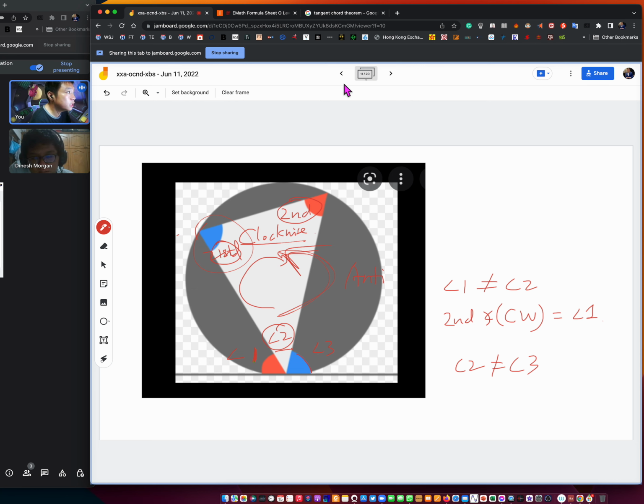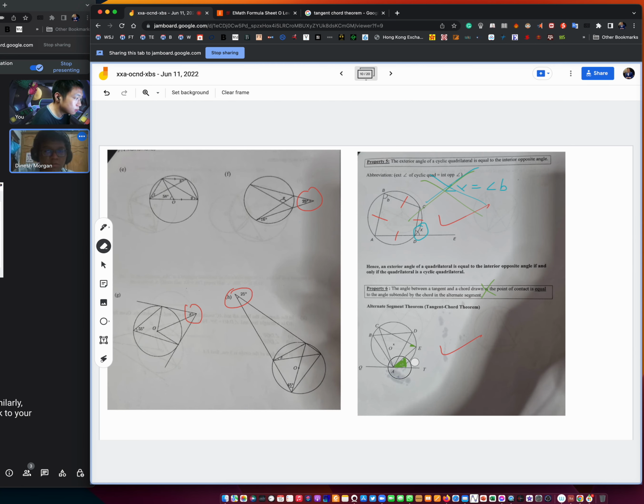Similarly, let's go back to your slide, this property 6. If you are asked to find this angle, I use the same strategy. I label this angle 1, I label this angle 2. Angle 2 is definitely not equal to angle 1. Does it make sense? Then anti-clockwise, the first angle is this one, which is not equal to angle 1. The second one is, so angle 1 equals angle C.